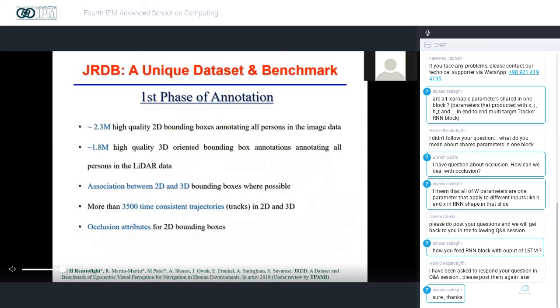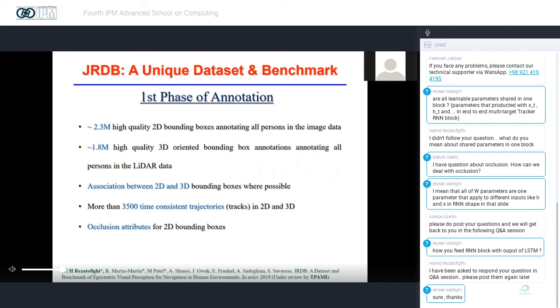The data has mainly three phases of annotation. The first phase of annotation was finished last year, and it comprises 2.3 million high-quality 2D bounding box annotations of all persons in each individual camera as well as the panoramic view.